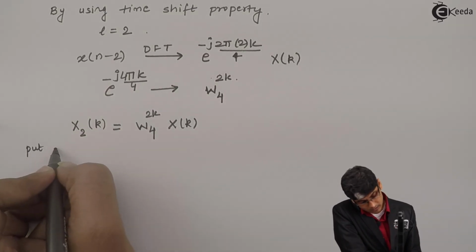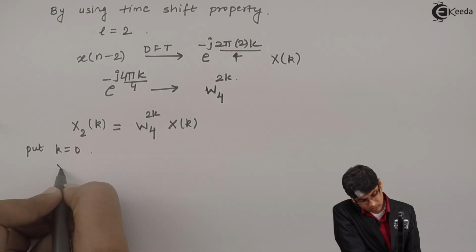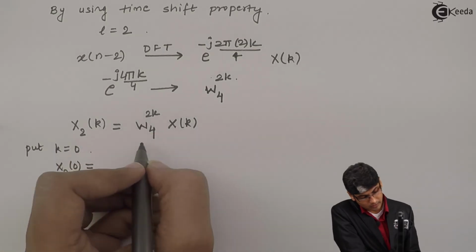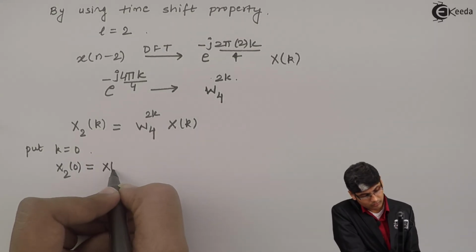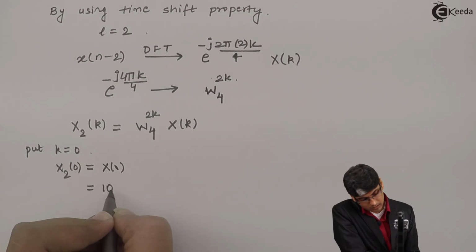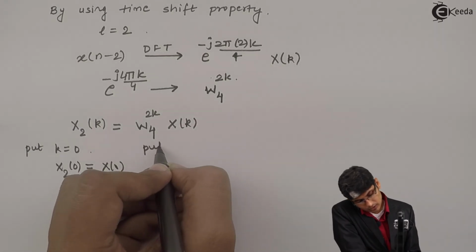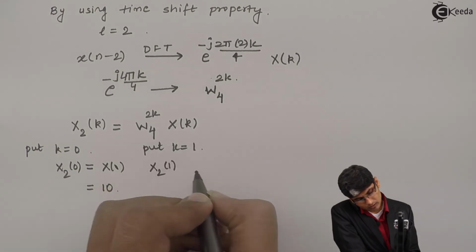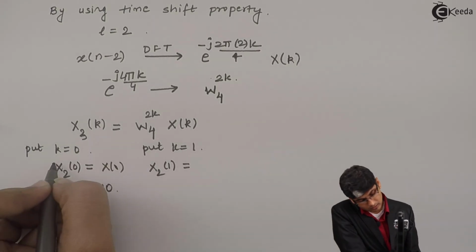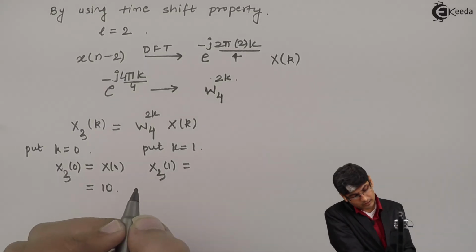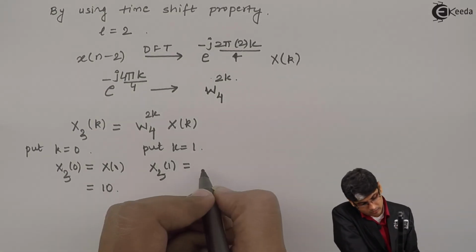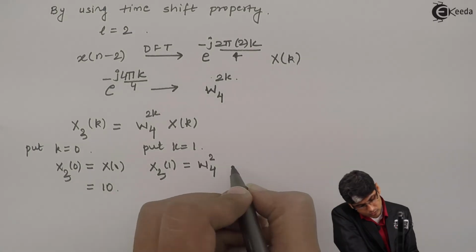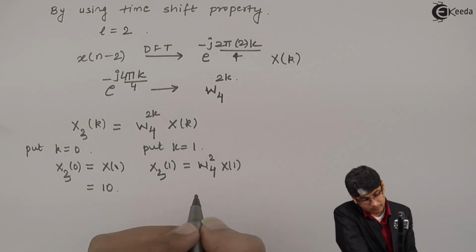Now, put k is equal to 0, you get x of 0, which is this factor will be 1, and x of 0, which is nothing but 10. Then put k equals to 1, you will get x2 of 1, which will be equal to W 4 raised to 2 x of 1.